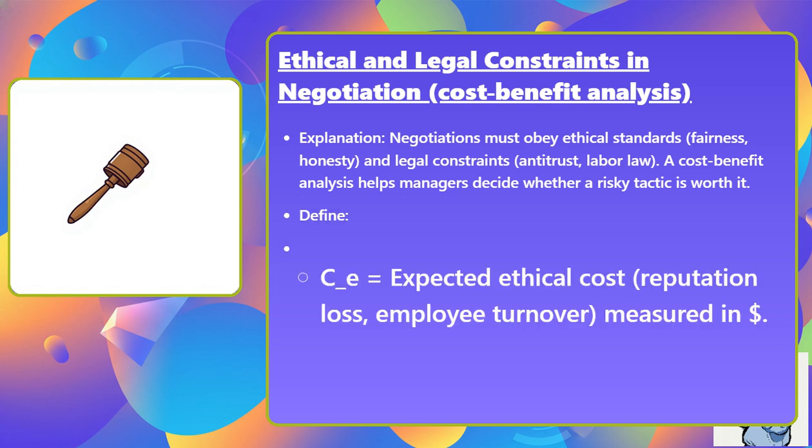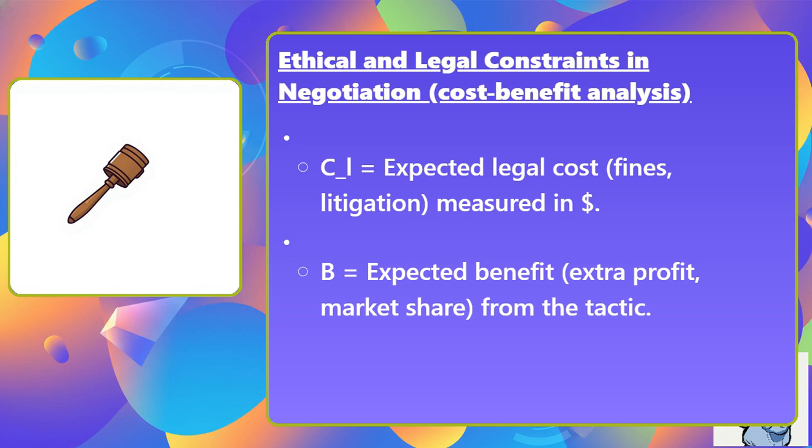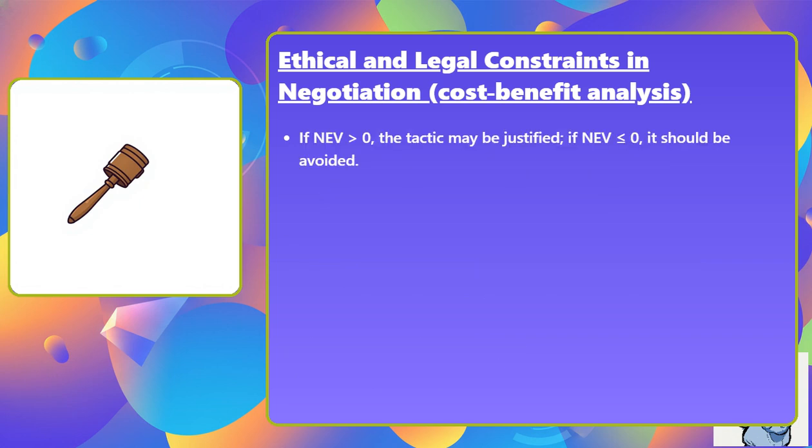Define. CE equals expected ethical cost, reputation loss, employee turnover measured in dollars. CL equals expected legal cost, fines, litigation measured in dollars. B equals expected benefit, extra profit, market share from the tactic. The net expected value, NEV, is NEV equals B minus the sum of CE and CL. If NEV is greater than 0, the tactic may be justified. If NEV is less than or equal to 0, it should be avoided.